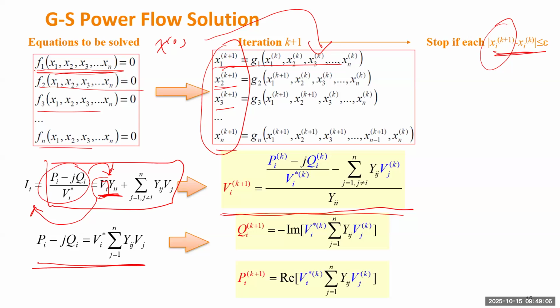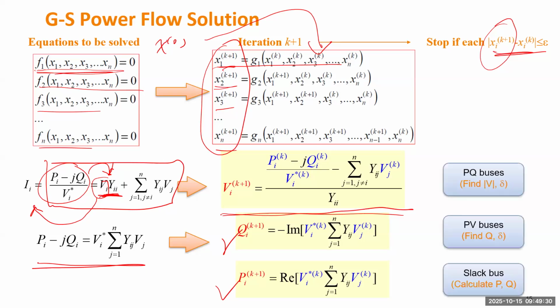From the second equation, we split into two. One is the real part, the other the imaginary part. With the real part, we can calculate P, and with the imaginary part, we can calculate Q. Similarly, anything in black means constant, blue means the value from the previous iteration, and red means the value of this new iteration.